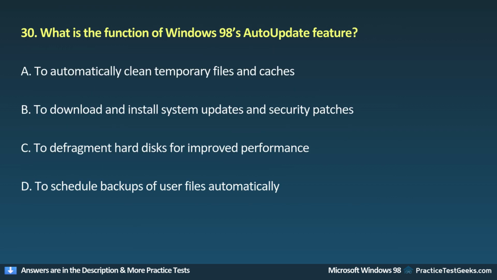30. What is the function of Windows 98's Auto Update feature? A. To automatically clean temporary files and caches. B. To download and install system updates and security patches. C. To defragment hard disks for improved performance. D. To schedule backups of user files automatically.